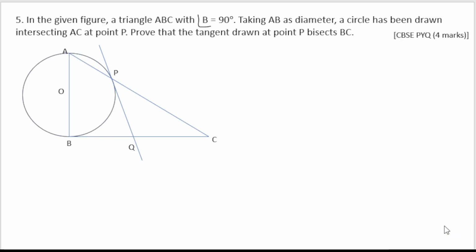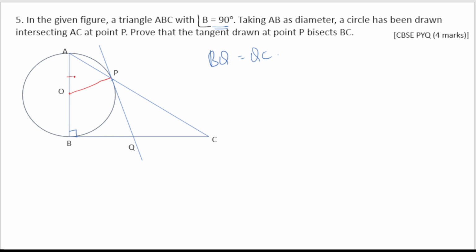Okay. Next question. In the given figure, a triangle ABC, with angle B is 90 degrees. Taking AB as diameter, a circle has been drawn intersecting AC at point P. Prove that the tangent drawn at point P bisects BC. So we have to prove that the tangent PQ bisects BC. So we have to prove BQ is equal to QC. Here O is the center. We will join OP here.